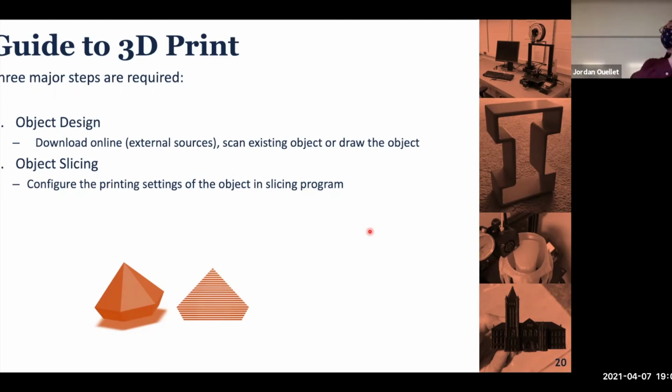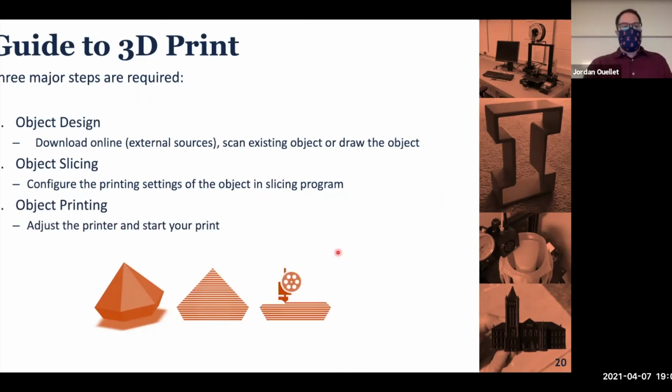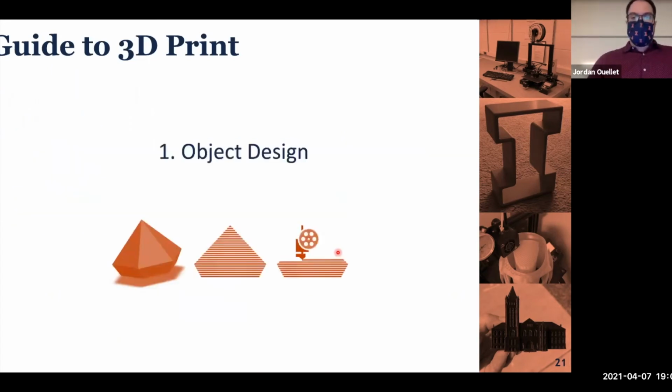So you go from a design file, you import that into the slicing software, and then you can finally print your object with a printer. So it's pretty straightforward to print. However, you need to do critical adjustments before being able to print. So these are the 3 major steps I'm going to go through during this step-by-step guide. So first, object design.